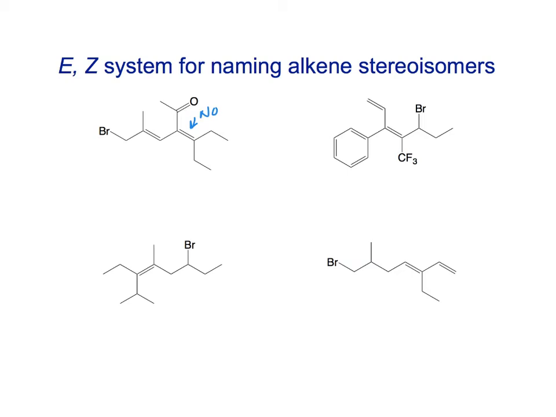What about the other double bond? All right, we see a methyl, we see a CH2 with a bromine, here we have an H, and here we have this big group. So yes, this double bond will have stereoisomers.